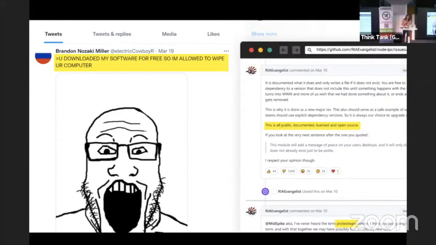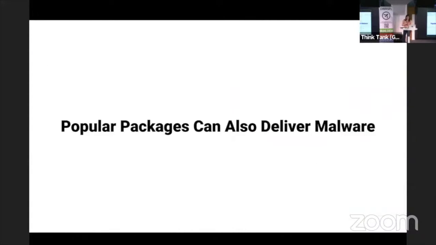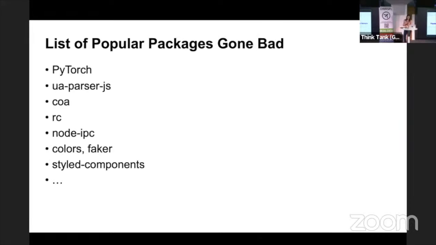This is all publicly documented for license and open source. You can see the number of downvotes on his comments. The open source community didn't really like his job. So these are two examples showing that a popular package can also deliver malware. And this is a really, really short list of the recent packages that have gone bad. The list is really, really long.